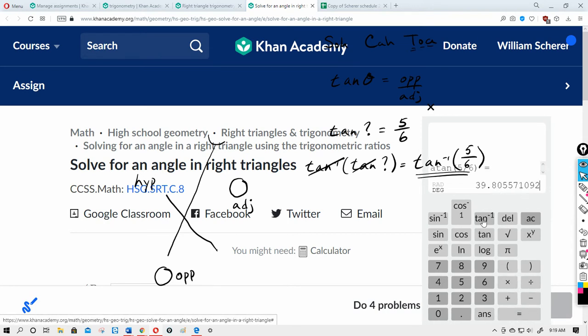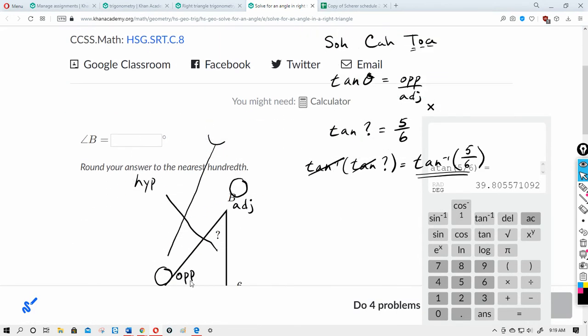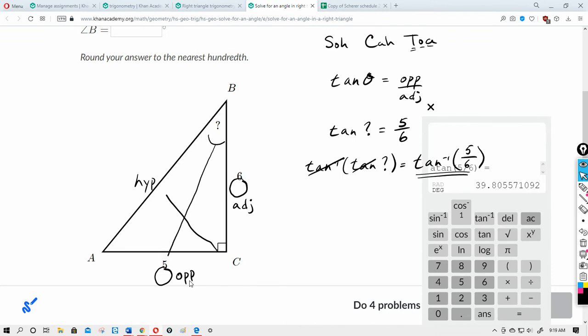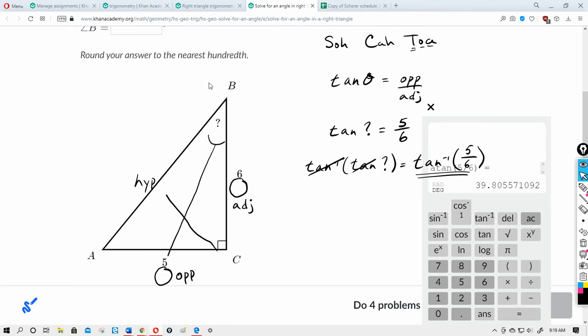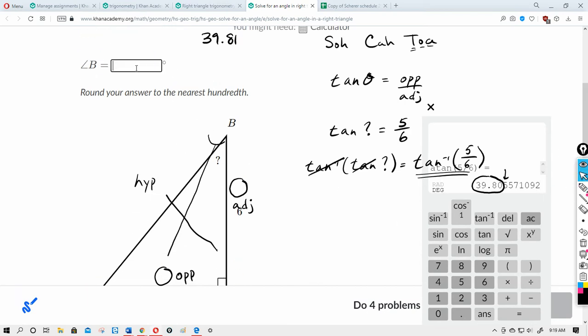Hit equals. And let me see, they want us to round to the nearest hundredth. Okay, so since the third decimal is 5 or more, we have to round up. So 39.80 is going to be 39.81. Okay, and you just put that in the box.